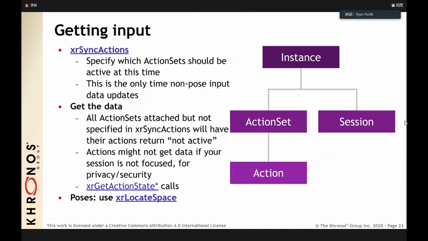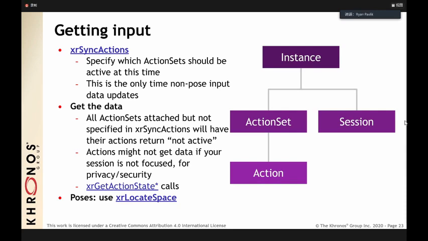Now that we have an application that can render, we should get input to make it interactive. XR sync actions should be called once per simulation frame in your application. It specifies which action sets should be active for that frame and updates all non-pose input data in those active action sets. Any action sets not specified in the most recent XR sync actions call are considered not active and will not get updated data.